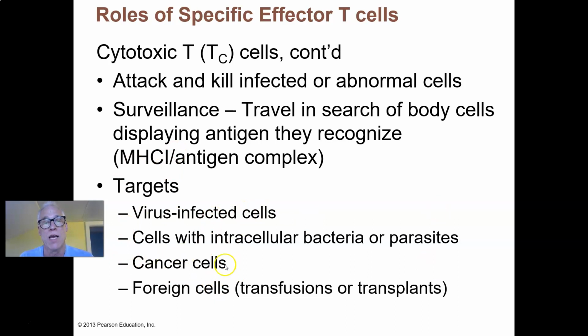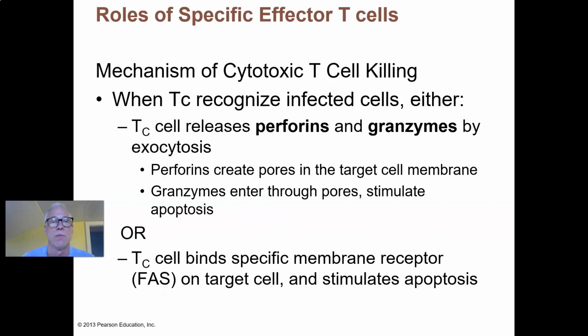Cancer cells: a lot of cancer cells display their MHC1 in such a way that the cytotoxic T cell will respond to them and kill them. Foreign cells: if you have a tissue that's transplanted into your body, cytotoxic T cells will recognize that they're not appropriately displaying MHC1, the wrong MHC1, and they'll be killed.